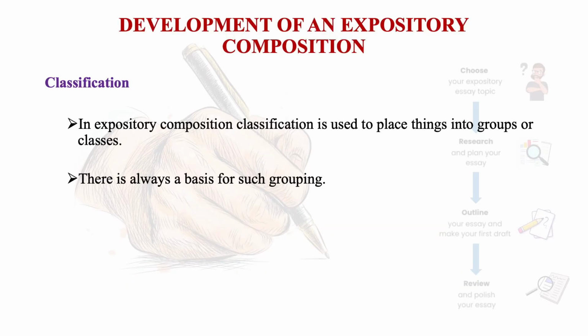You're talking about male and female, and if there are words used for female, then you can put them into the female category, or if male words are there, you can put them into the male category. So classification in fact is a very useful tool, particularly when we analyze something or describe its various components. At that time you can make use of classification. There is always a basis for such grouping.